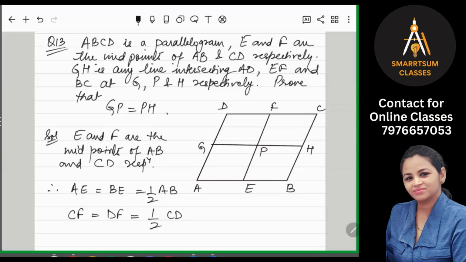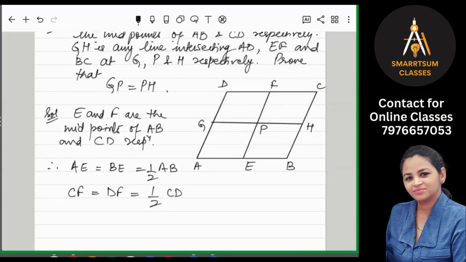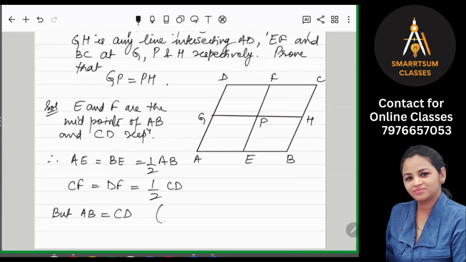But AB and CD are equal. Yes or no? Why are AB and CD equal? Because this is a parallelogram. Since ABCD is a parallelogram, for a parallelogram, opposite sides are parallel and equal in length. So AB and CD are equal.